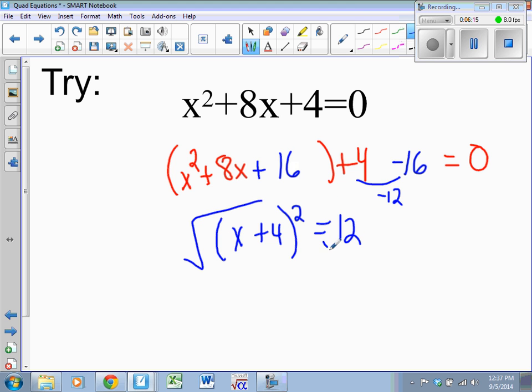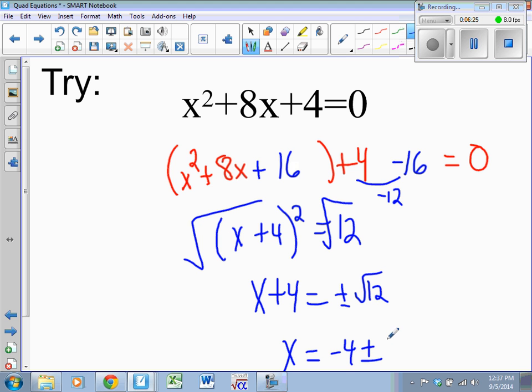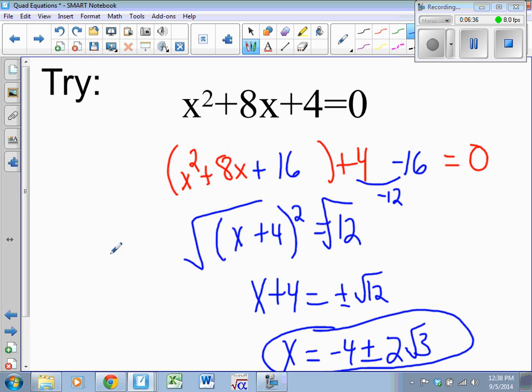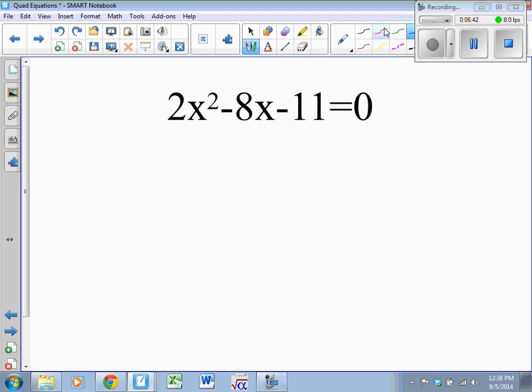Take the square root of both sides. X plus 4 is plus or minus square root of 12. So x is negative 4 plus or minus, and square root of 12 I can write as 2 square root of 3. And there is my solution. So the goal with completing the square is getting it to this step right here where we can do extracting the square root.